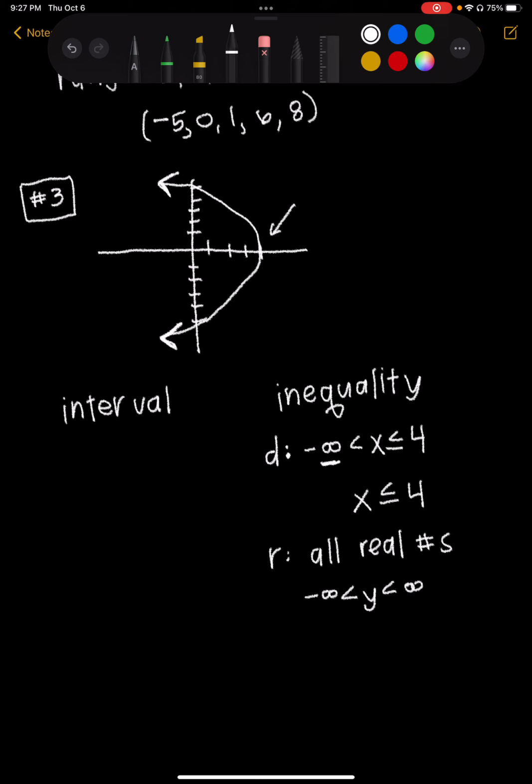Now let's talk about interval notation. Interval notation uses brackets and parentheses. I'm going to write it up here. Brackets are when a number is included, and parentheses are when it's not included.